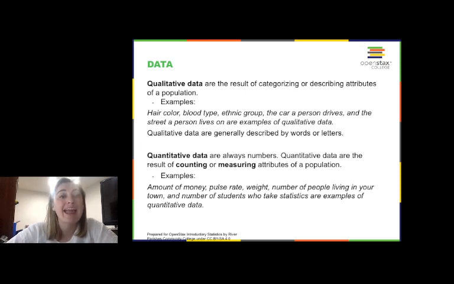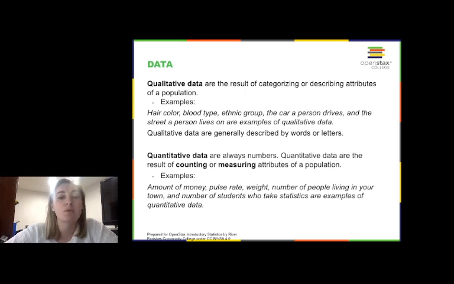Here we're talking about hair color. There's no number for hair color. Blood type, right? There's no number for blood type. Ethnic groups, the car a person drives, and the street a person lives on are all examples of qualitative data. Qualitative data are generally described by words or letters, right? We're not talking numbers here. We're talking about qualities that describe a person.